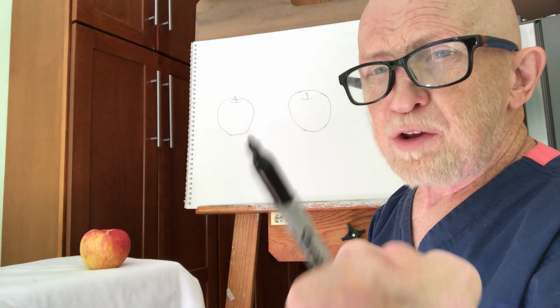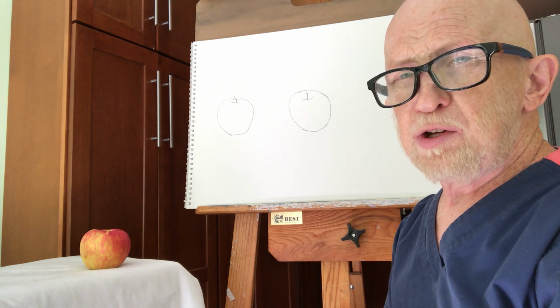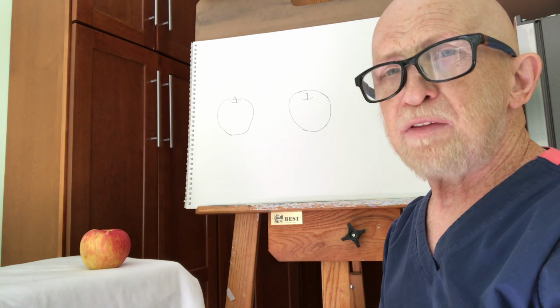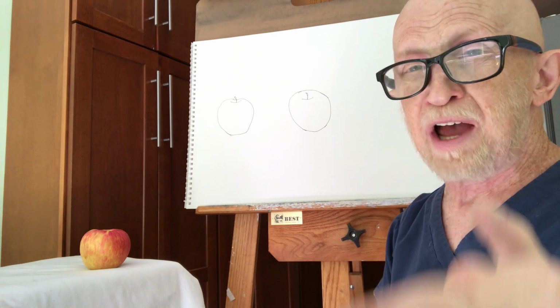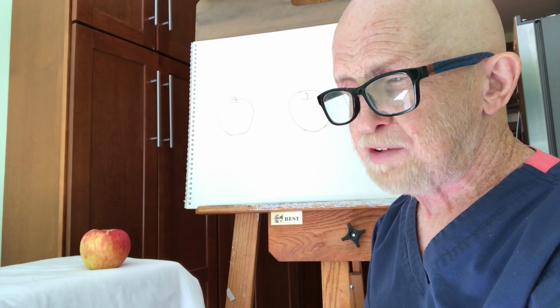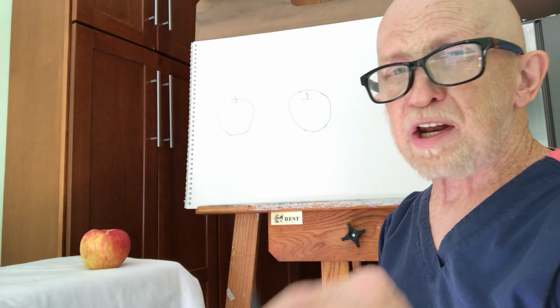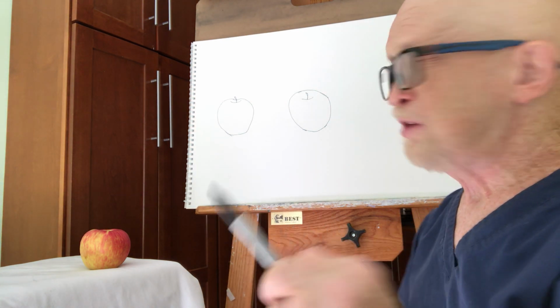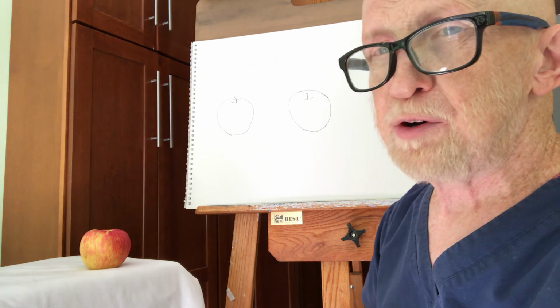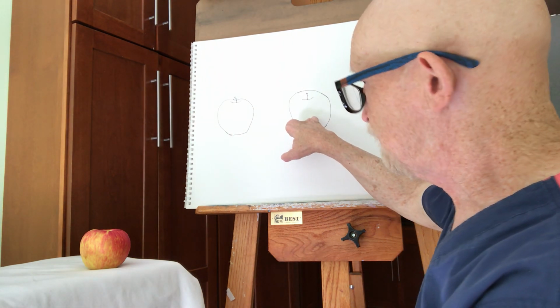The other thing I want you to do is look at the assignment page on Canvas and do the assignment. I'm not going to get into it now. So the next thing I'm going to do is what's called a blind contour drawing. This is not a blind contour drawing. It's looking at the apple, using it.